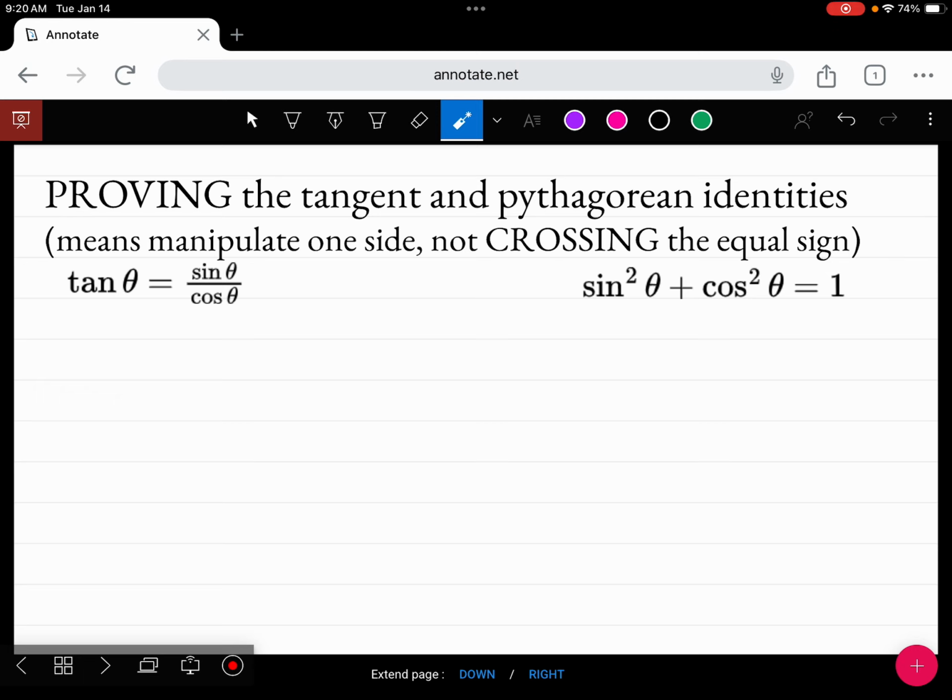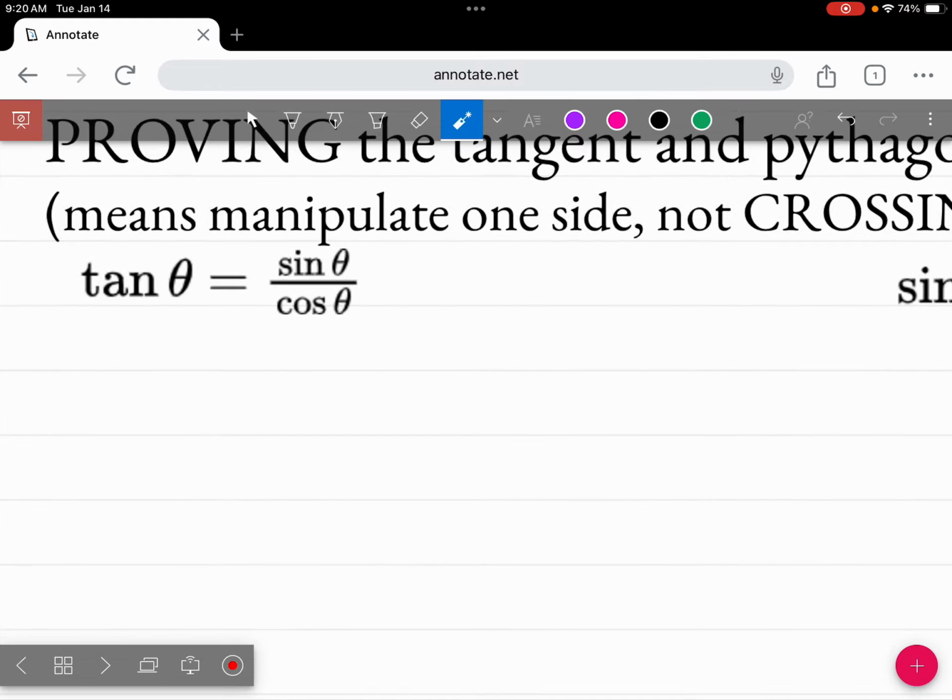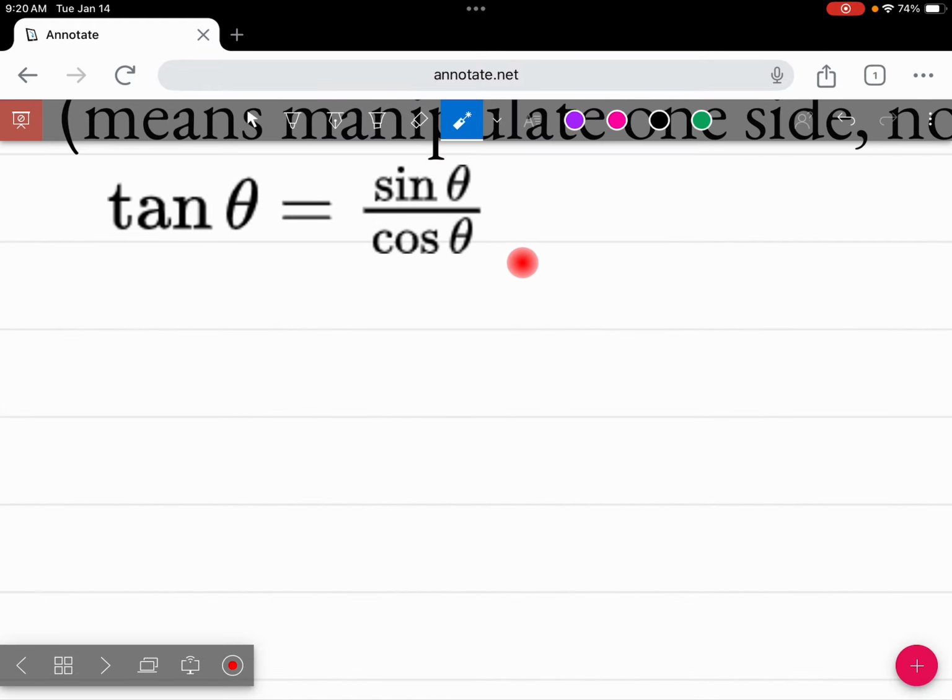So we want to try and get tangent to equal sine theta over cosine theta. And I could start over here, but this side's already pretty simple. So I'm going to play with this side because it's complicated, and complicated things we can change. So when we're coming in here to verify that tangent theta is the same thing as sine theta over cosine theta, I'm going to manipulate this right-hand side to see if I can get it to be a tangent.